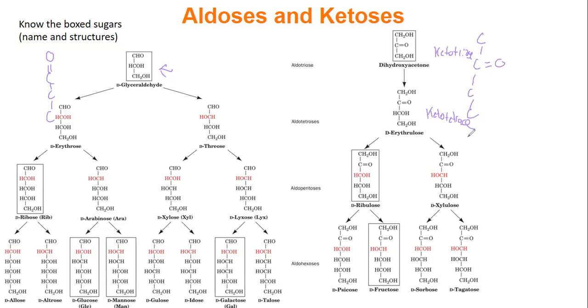So what I might also ask you is I might give you a random sugar, and I won't ask you for its name, but I'll ask you for the class. Is this an aldopentose? Is this an aldotetrose? Is this a ketopentose? Something like that. All right. So questions about what I'm asking you to know in terms of pure memorization for this slide.